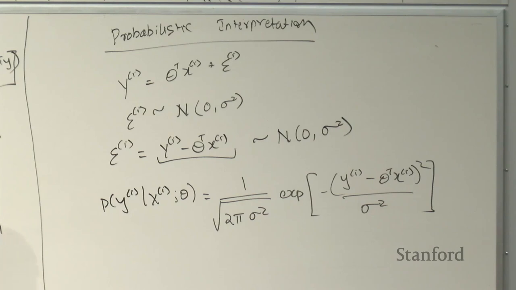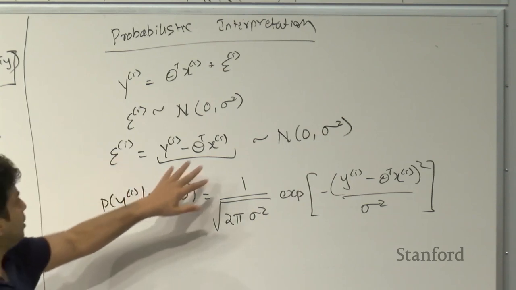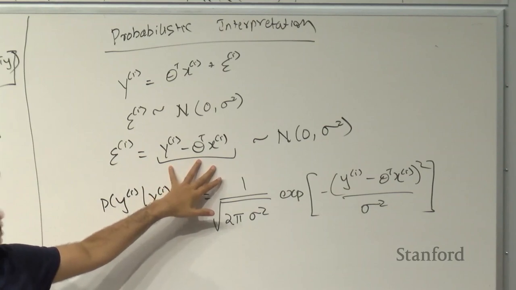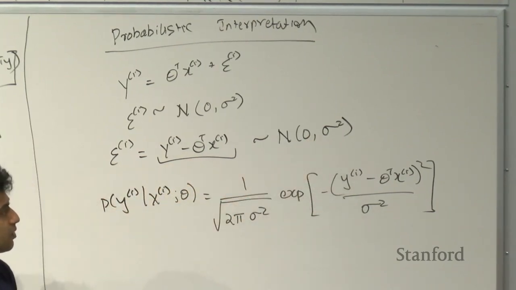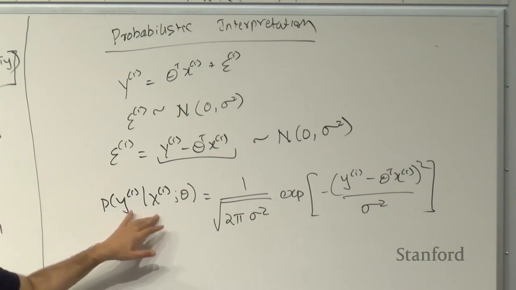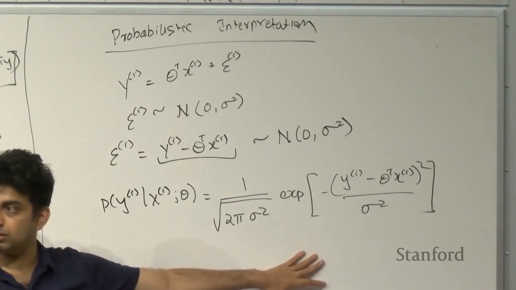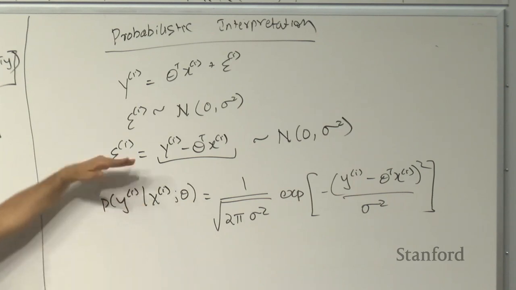this is the claim that we made. Because epsilon i is normally distributed, yi minus theta transpose xi is also normally distributed with mean 0 and variance sigma square, which means probability of y given x has this density function. Is this clear? Any questions of how we went from here to here?